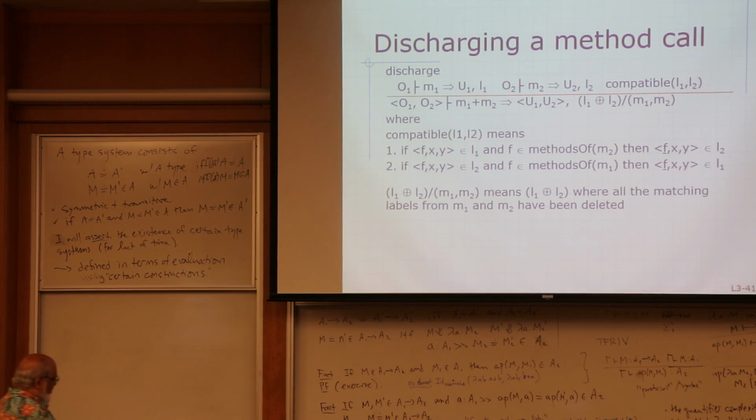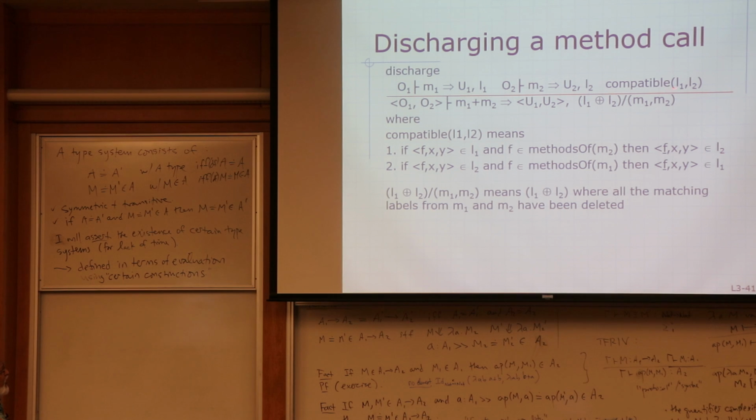So now I have two modules, M1 and M2. M1 can go to U1, L1, M2 can go to U2, L2. And what I want to say is, this transition is possible, I want to do something like this. So I have to explain what I mean by that. So what does it mean? When is this allowed? When can these modules communicate?